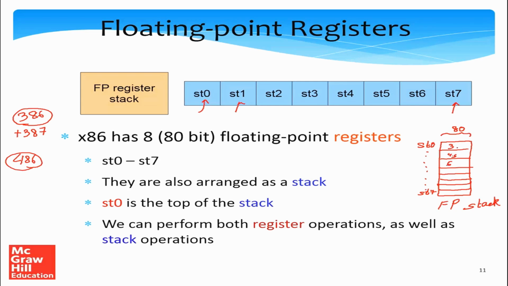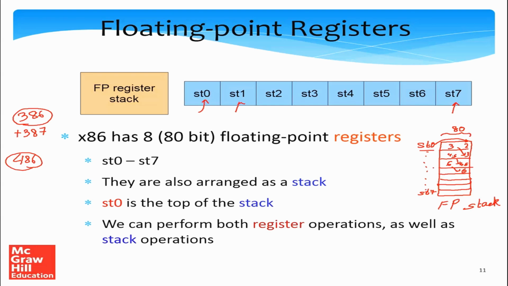So the new state of the stack would be 3 would come here, 4.5 would come here, 6 would come down, and 2 will get pushed on the top. So now if we print the value of ST0, it will actually print 2, ST1 will print 3, ST2 will print 4.5, and ST3 will print 6.